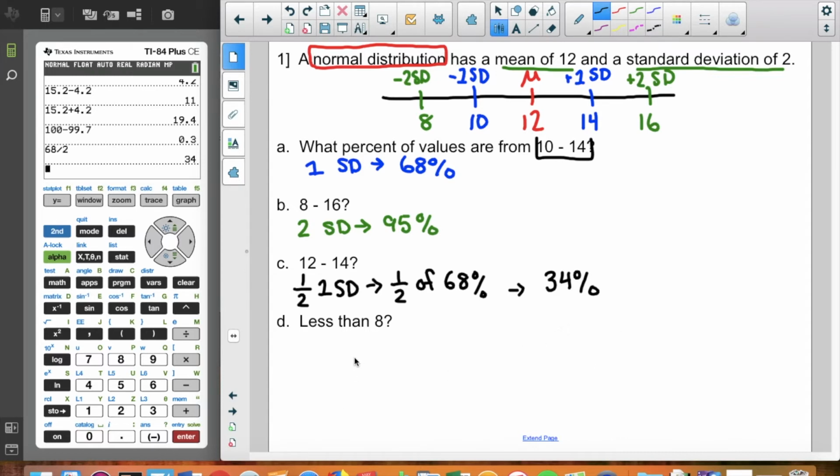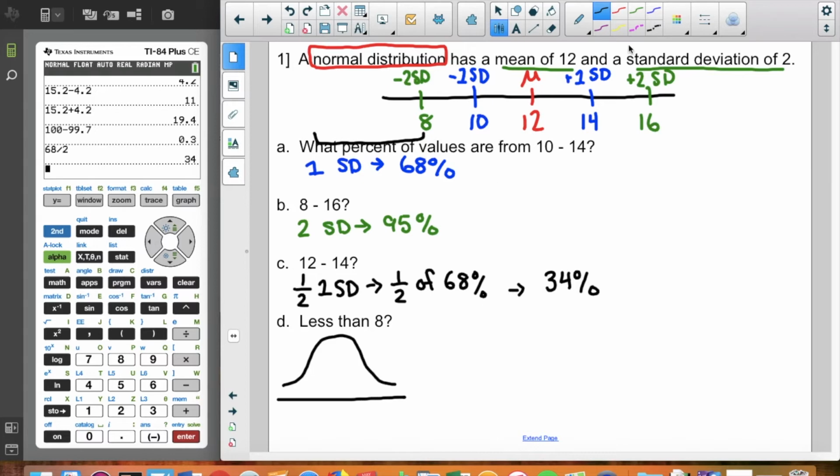Now, let's look at the last one. It says less than 8. So again, a little bit of work needs to be done. So here is our value 8. It has to do with the 2 standard deviations. However, if we wanted the values less than 8, we're not going to be finding half of 95. That's not going to help us. What we do have to do, though, I'm going to draw a little sample curve here, and talk about it a little bit more.